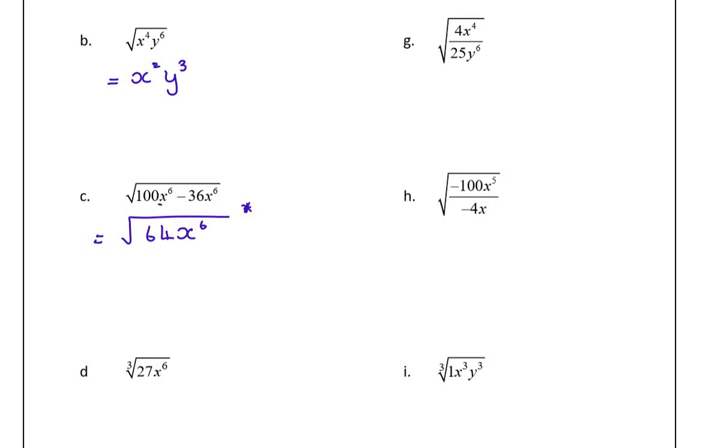Note my x to the power of 6 doesn't change, because if I have 100 apples and I ate 36 apples, I'd be left with 64 apples. Now I can square root. And the square root of 64 is 8, and x to the power of 6 would be x cubed.